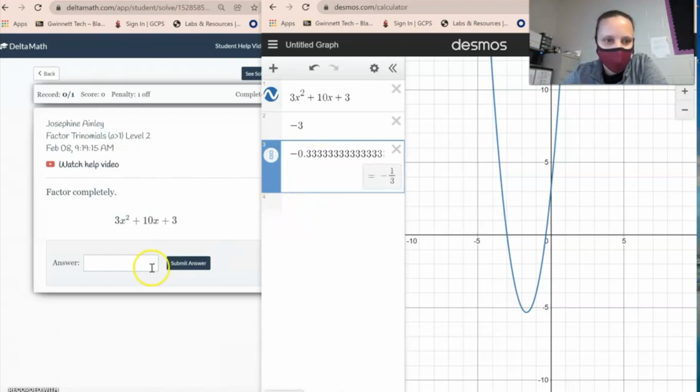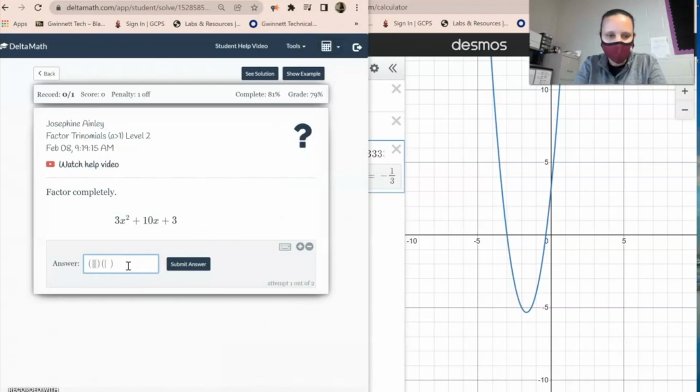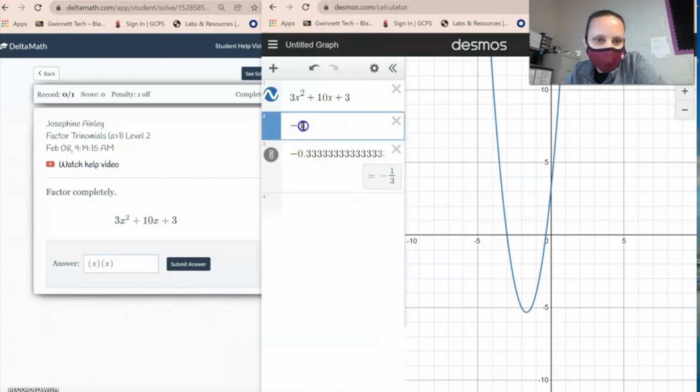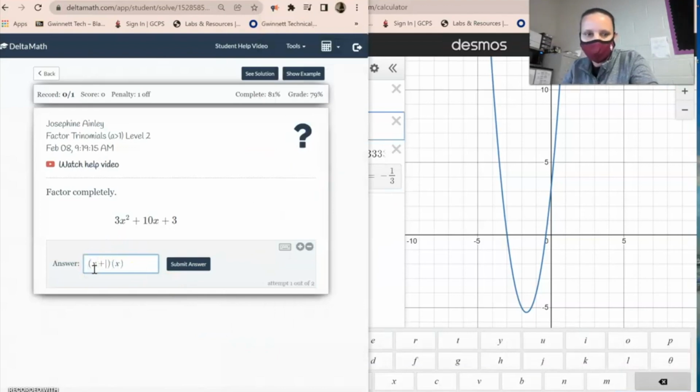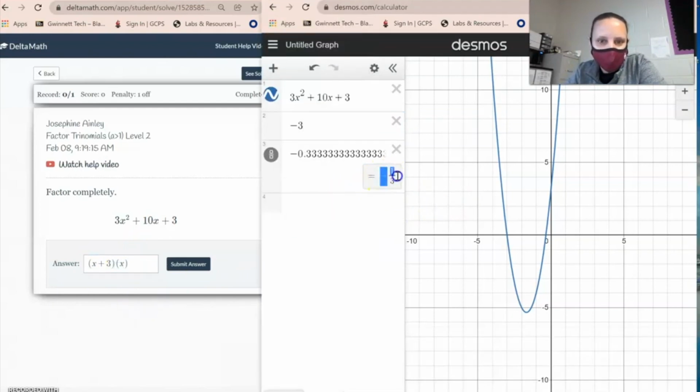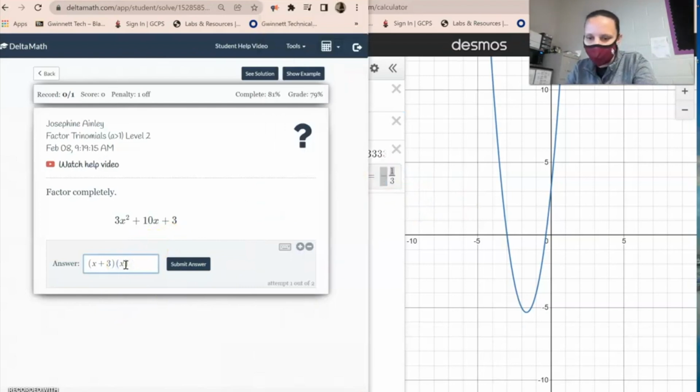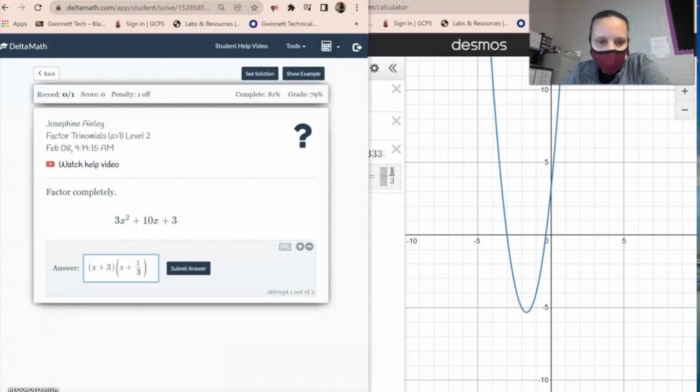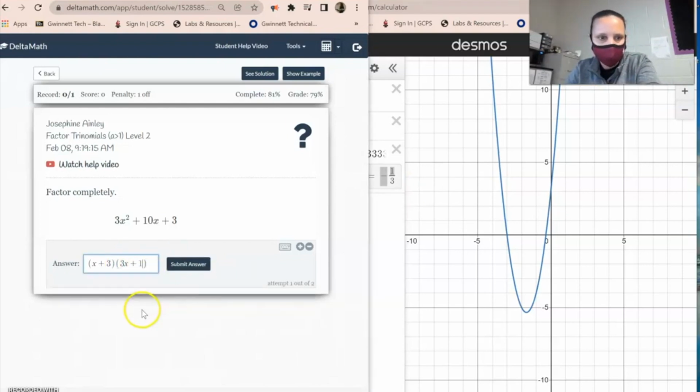To write my answers, remember we talked about having 2 parentheses, each with an x, and then you put the opposite of your answer in there, right? So if this is negative 3, this would be positive 3. This is the additional step you have to remember if you're going from solutions to factoring. This one is negative 1/3, so this will be positive 1/3. Now, remember, you cannot leave it as a fraction. All you have to do is take the denominator and put it in front of that x. So it'll be 3x plus 1. And you're done. Right? So 3x plus 1. All right, so that's the answer.